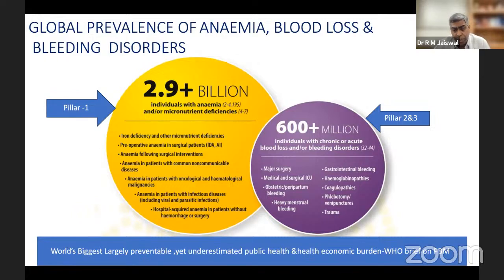And when we are talking about pillars 2 and 3, 600 million individuals have chronic or acute blood loss and or bleeding disorders. This may be because of major surgery, it may occur in medical and surgical ICU, GI bleeding, hemoglobinopathies. There are a lot of factors involved in the correction of pillar 2 and pillar 3. That is the optimization and correction of bleeding, identification and cessation of the bleeding, or correction of coagulopathy.